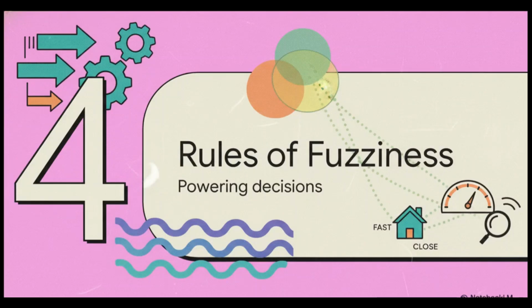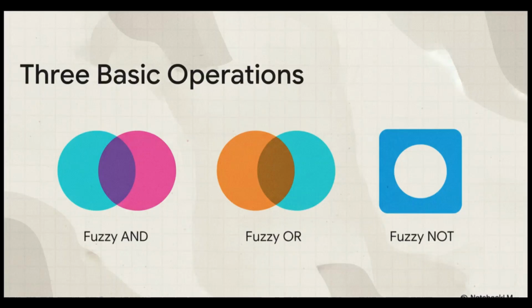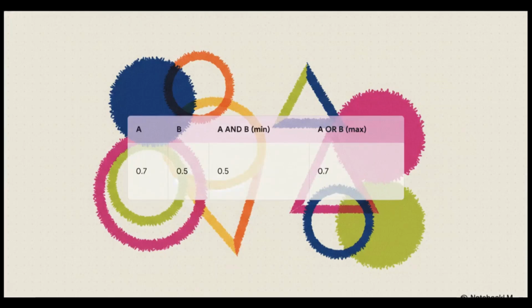Okay, so now we know how to get one fuzzy value. But what happens when you need to combine a few ideas? Like what if a car is fast and close? Let's look at the basic rules that make that possible. It really just comes down to 3 basic operations. And they're probably going to look pretty familiar to you. You've got and, or, and not. They work a little differently here in the fuzzy world. And the logic is actually surprisingly simple.